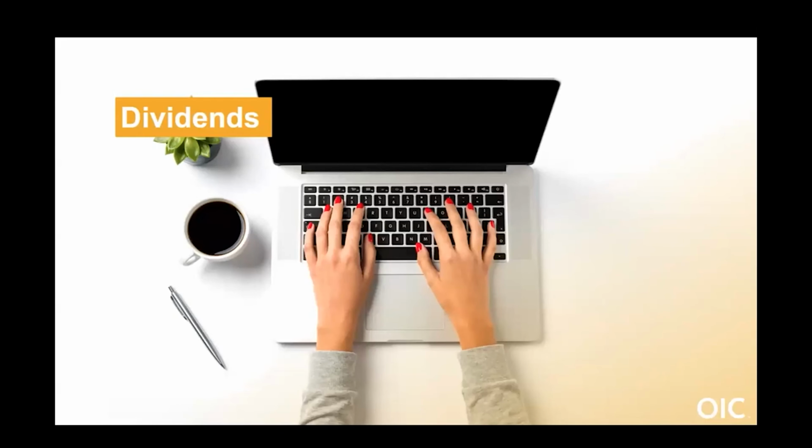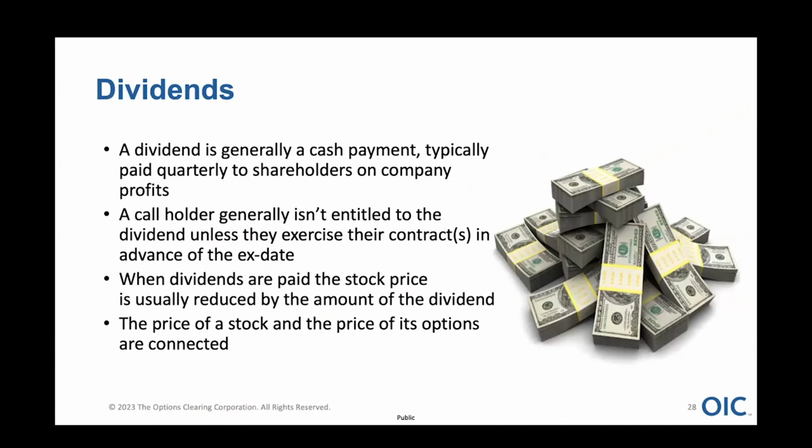All right, so let's look at dividends and how options are priced for dividends. Typically a dividend, as many of you know, is a cash payment. It's paid to shareholders on a quarterly basis based on a company's profit. If a company throws off a lot of cash, they are not going to make a bunch of capital expenditures. If they don't know what to do with that cash, they'll typically return it to shareholders in the form of a dividend.